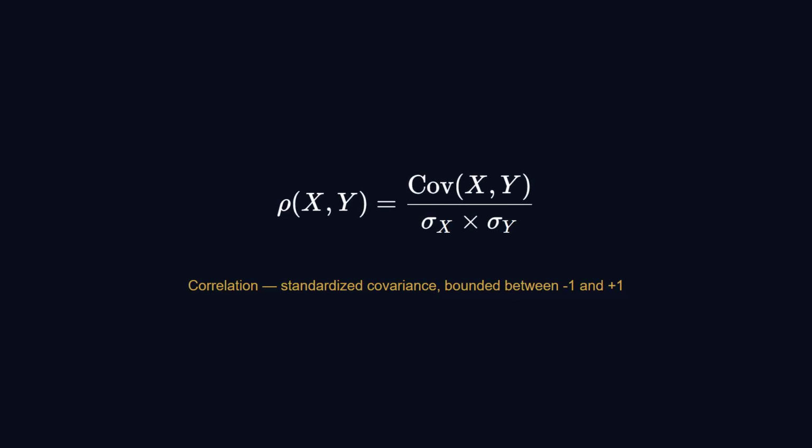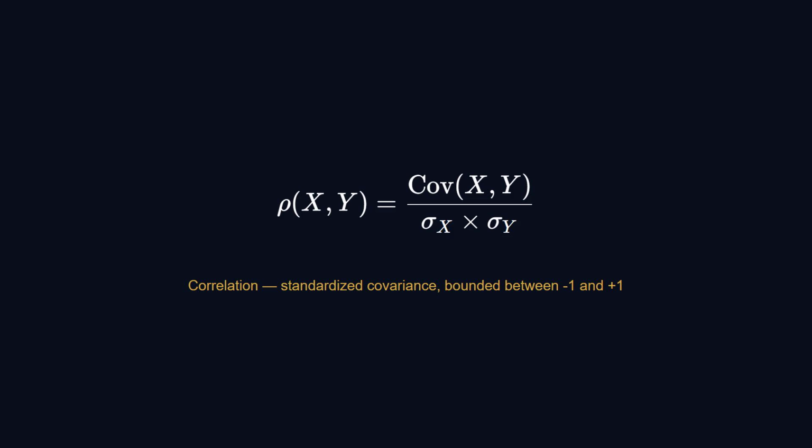Correlation solves the scale problem. The correlation coefficient equals covariance of X and Y divided by the standard deviation of X times the standard deviation of Y. Correlation is bounded between -1 and +1. +1 means perfect positive linear relationship. They always move in the same direction by proportional amounts. -1 means perfect negative linear relationship. They always move in opposite directions. 0 means no linear relationship.